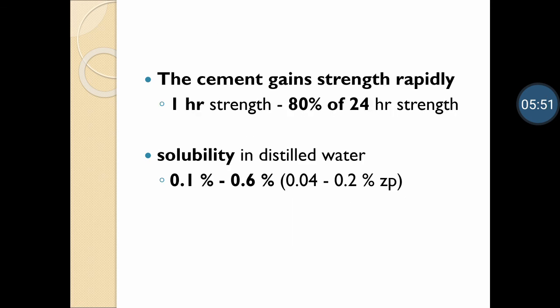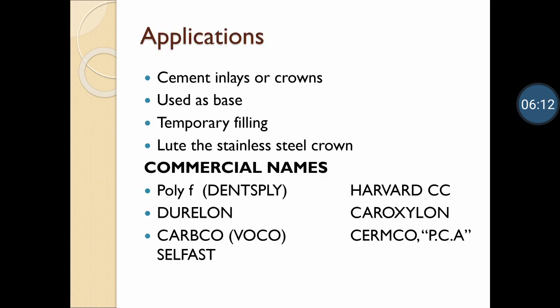The cement gains strength rapidly; 80% of the strength is gained in the first 24 hours. The solubility in distilled water is 0.1% to 0.6%, when compared to that of zinc phosphate, which has 0.04 to 0.2%. So, it is a moderately soluble cement.